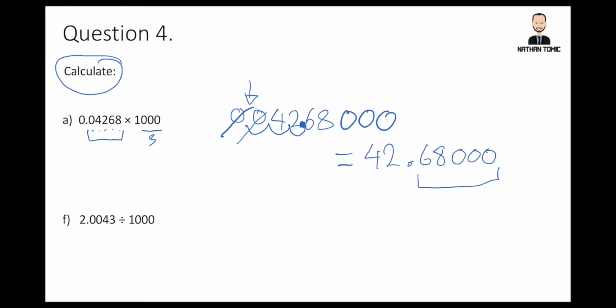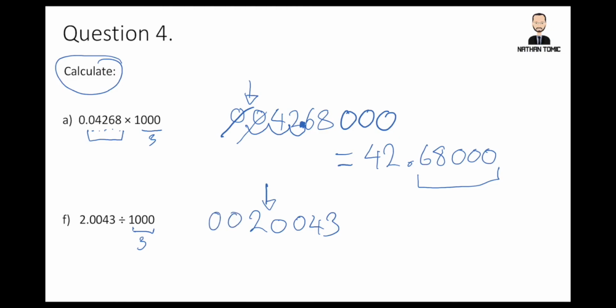The next one says 2.0043 divided by 1000. So we have 3 zeros here. It's a division, so we're going to be moving the decimal place to the left. So let's write it in 20043. Here is where our decimal place was originally. Show it with the arrow. We're going to be moving to the left.